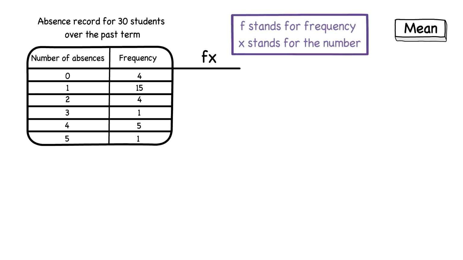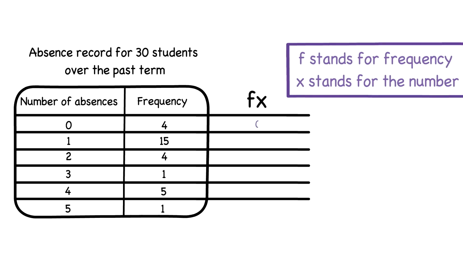Calculating the mean is a bit trickier, but that's the same for when you're calculating the mean of a set of normal data. What we have to do is create a new column. We're going to call that fx. Fx means that you're going to times the frequency by the number of absences, or by x, so whichever number of things you would be calculating in your question. So 0 times 4 is 0, 1 times 15 is 15, 2 times 4 is 8, 3 times 1 is 3, 4 times 5 is 20, and 5 times 1 is 5.